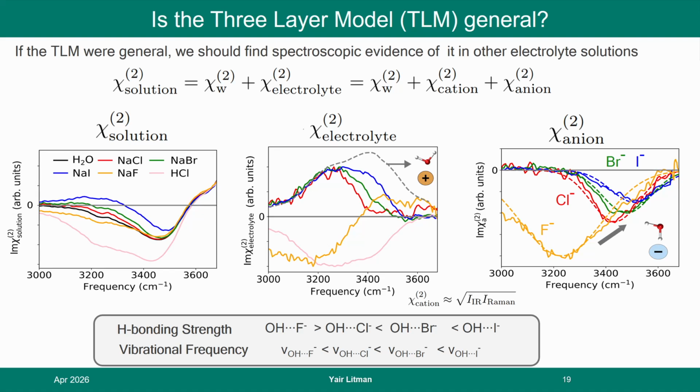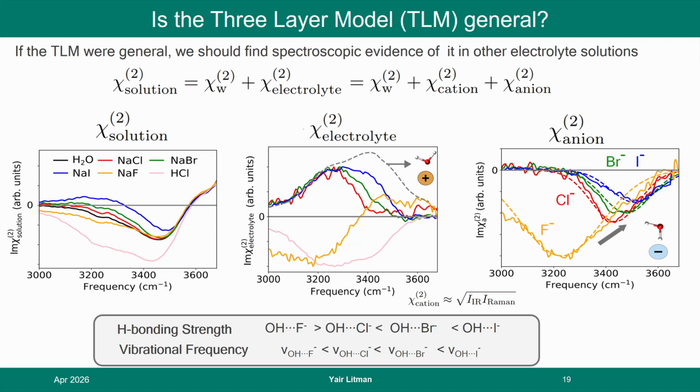Normally the cation is not really forming hydrogen bonds with water, and it's not perturbing the OH bond so much, so we can assume that it has basically the bulk spectral shape. This is a very rough approximation. We said, okay, let's do this approximation and see what we get. If we get something that makes sense, we will be happy, and then we can try to extend this a little further. If we do that, we get the anion contribution.